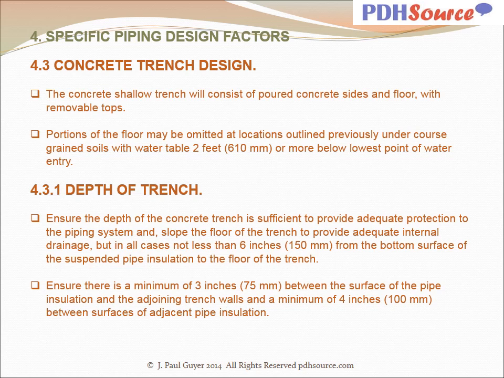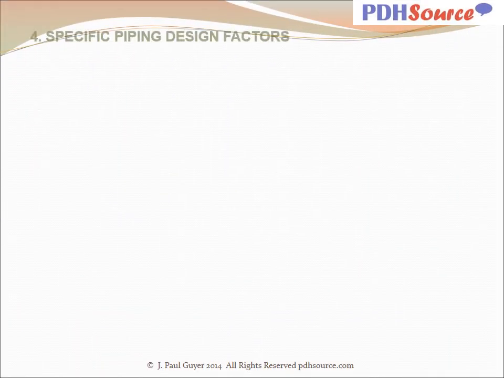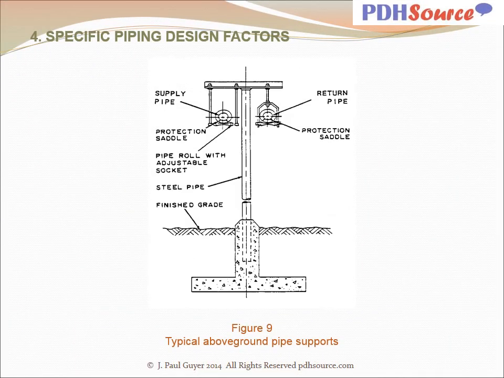Ensure there is a minimum of 3 inches between the surface of the pipe insulation and the adjoining trench walls, and a minimum of 4 inches between surfaces of adjacent pipe insulation. Figure 9 indicates a typical above-ground pipe support.